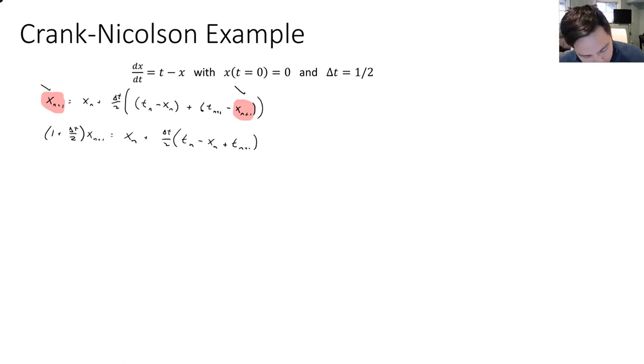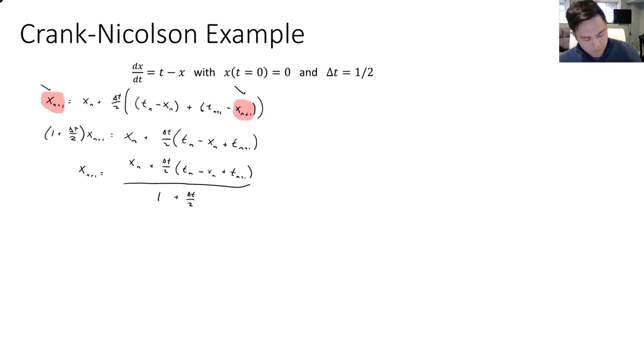Can divide across to give us x of n plus 1 is equal to x of n plus delta t by 2 times t of n minus x of n plus t of n plus 1, all of that divided by 1 plus delta t by 2. So that's our rearranged equation. That's what we'll use to perform our two time steps.